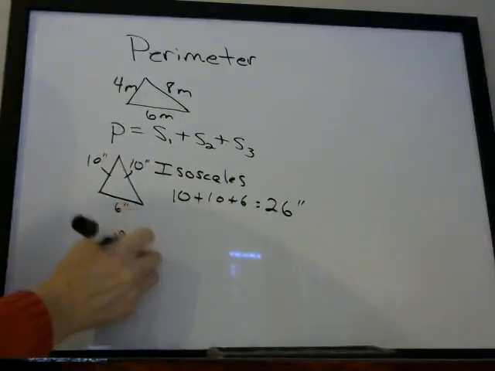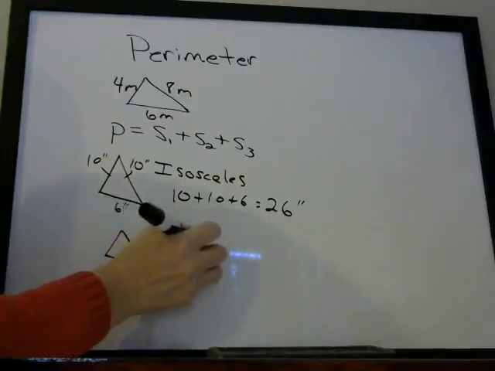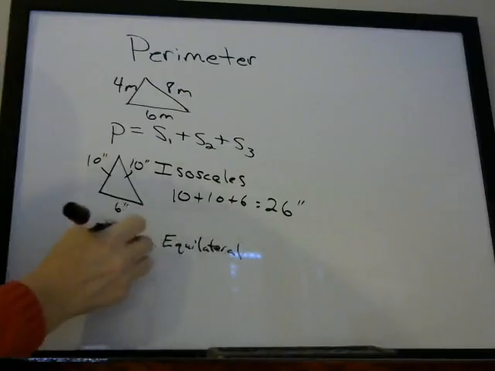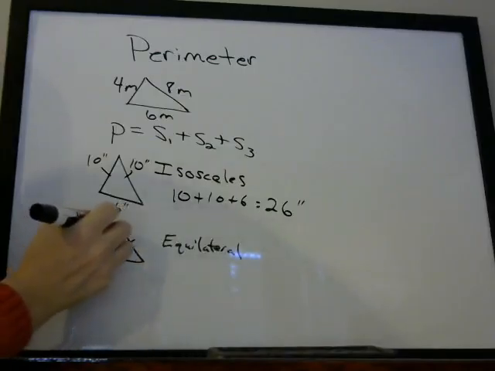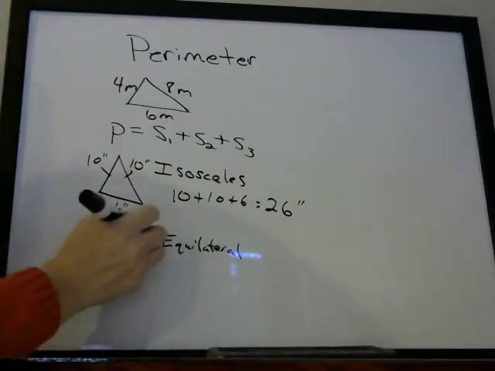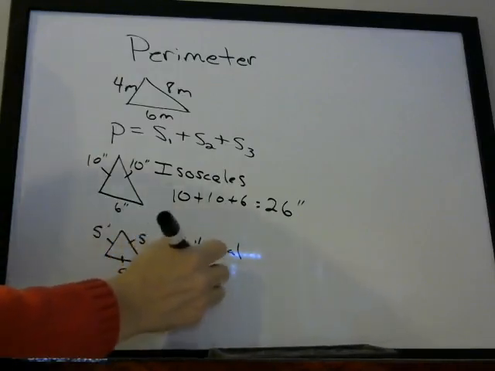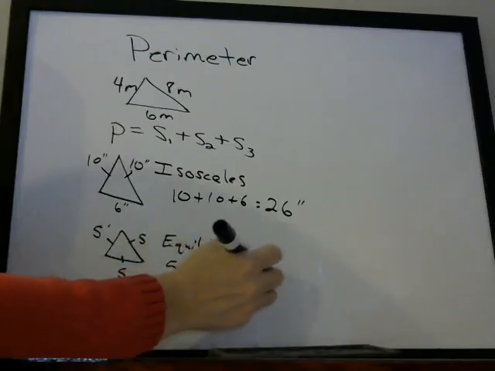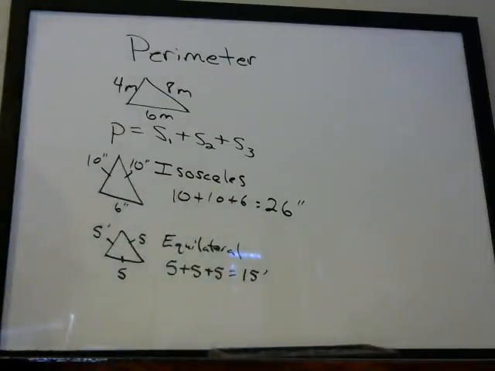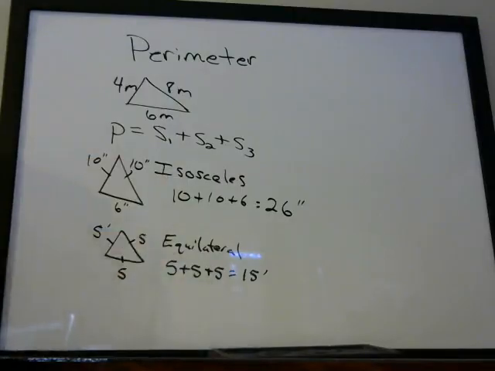Similarly, they might tell you you have an equilateral triangle. So you need to know what equilateral means. And they'll say the side is 5 feet. What is the perimeter? Well, in equilateral, we know that all three sides are the same length. So the perimeter is 5 plus 5 plus 5, which equals 15 feet. So perimeter, just add up the three sides of the triangle. Make sure you know what isosceles and equilateral are because you might get those terms in these types of problems.